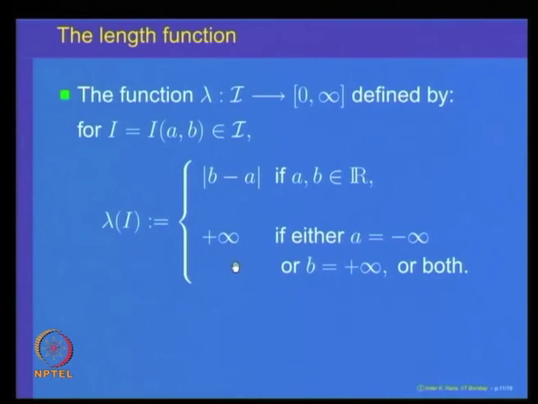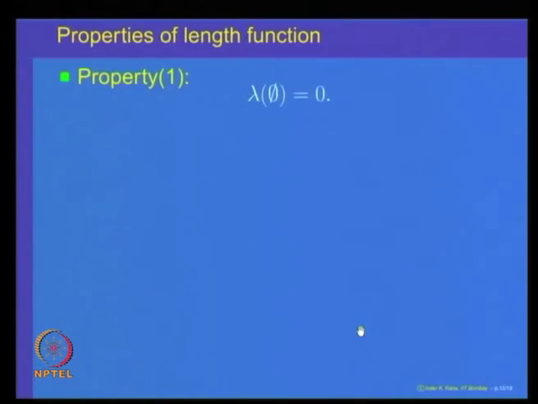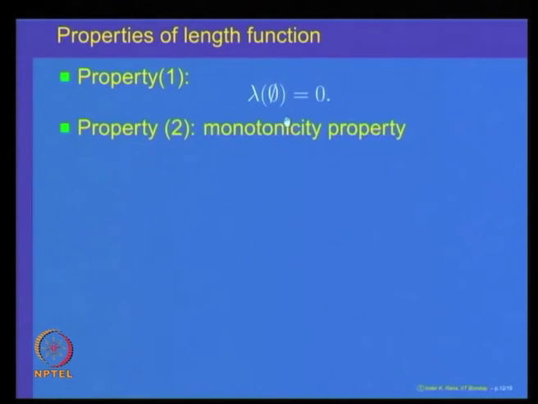So, this function is called a length function on the class of all intervals, and this length function is going to play an important role in our subject. So, let us study its properties. So, next we will be studying properties of this length function. The first property is that lambda of the empty set is 0, because the empty set is an open interval with left endpoint say a, right endpoint a. So, it is the open interval a comma a, which is the empty set. So, by the very definition that is equal to a minus a, which is equal to 0.